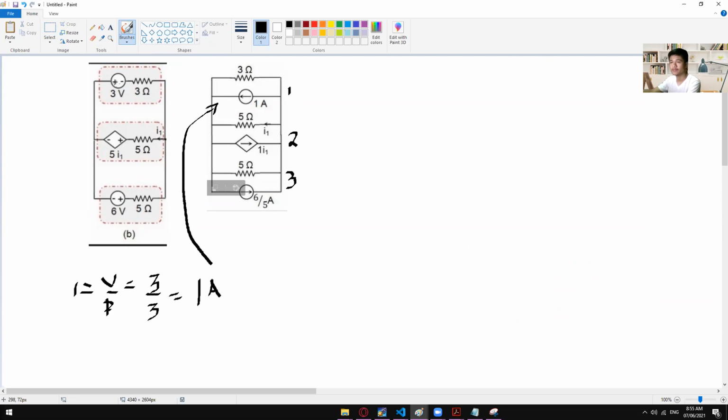And then you should also mind the polarity. We have positive right here, so we should have a current that is flowing from right to left, which is now this one.